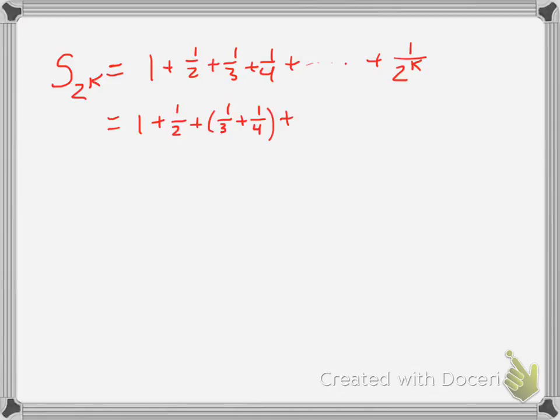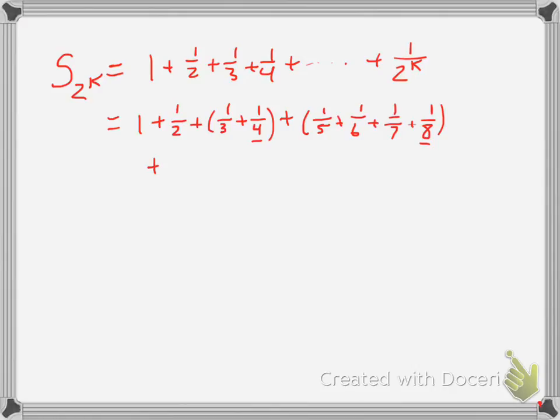Now I've grouped 2 together. The next grouping is going to actually have 4 together. It's going to be 1/5, 1/6, 1/7, 1/8. Notice I went up to that next power of 2, then I went up to 4, and then I went up to 8. The next one will go up to 16, right?